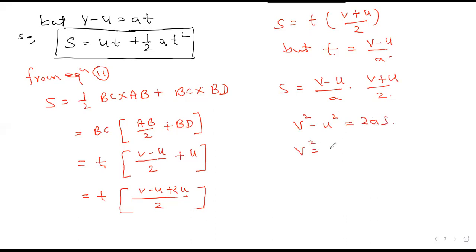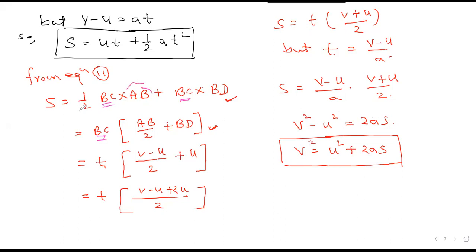Excuse me, sir. Yes, beta. Please explain this second line, BC bracket AB half 2 plus BD. Okay, now do one thing. See that this BC is taken common from these two terms. So this is AB plus BD. The value of AB is V minus U. This is U. 2 is taken as LCM.